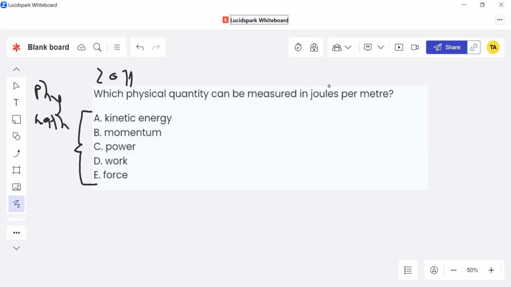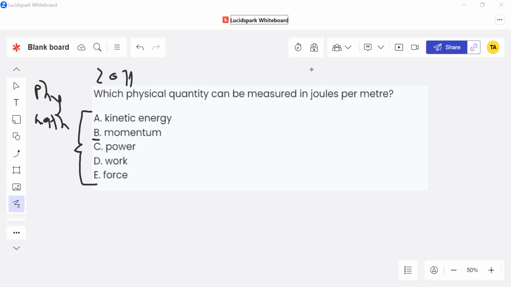So people are saying B. Let's see if it's B or not. Someone said E. I don't know. I didn't do the question myself. I'll do it right now in the class. So, which physical quantity can be measured in joules per meter? It's energy for joules. Yes, energy is measured in joules.